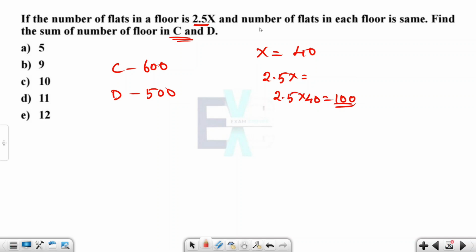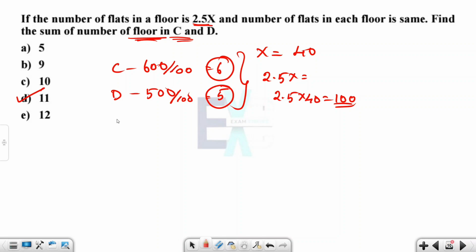And what they are telling, if the number of flats in a floor is 2.5x and the number of flats in each floor is the same, that is 600 divided by 100 and 500 divided by 100, so you will get 6 and 5. Find the sum of the number of floors. In C how many floors? 6. In D how many floors? 5. So what is the sum of floors? 11. So the answer for this one is 11.